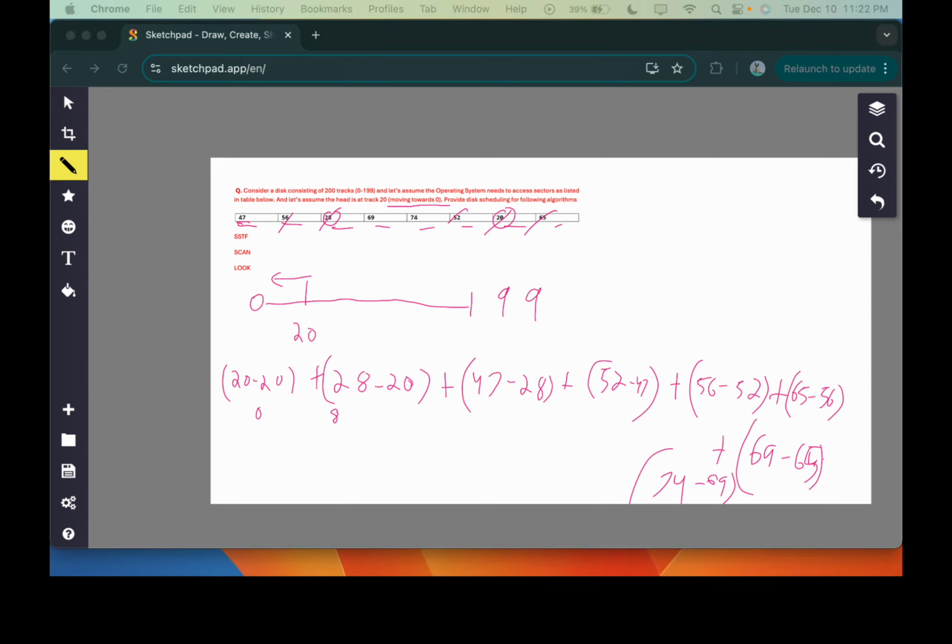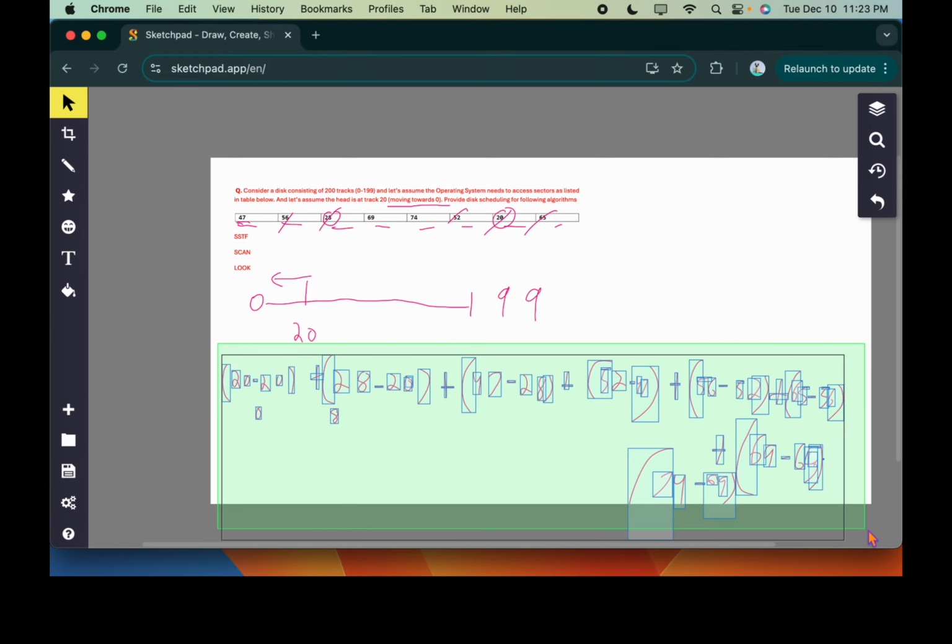Let me double check that. Yeah, that looks about right. And just keep it like that. Don't solve it, because we are at our stupidest during exams. We all know that very well. So that's shortest seek time first.